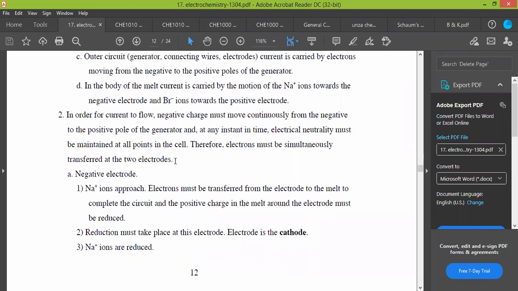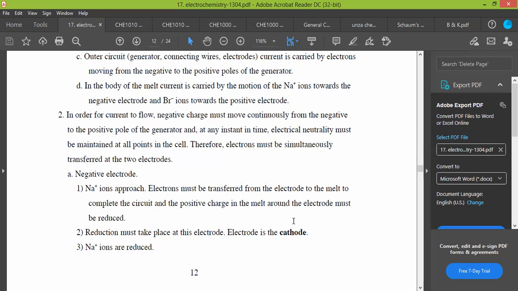This ion approaches the negative electrode. The negative electrode is rich with negatively charged electrons, so they begin to reduce this into a solid. That is that. So the reduction must take place at this electrode. This electrode is the cathode. So that is where reduction is taking place.